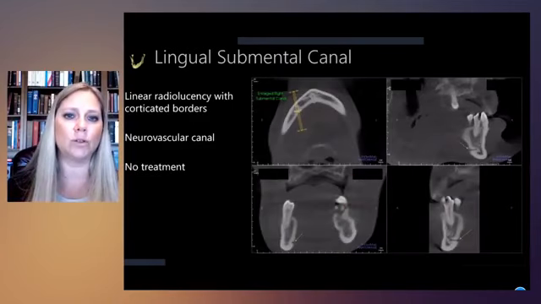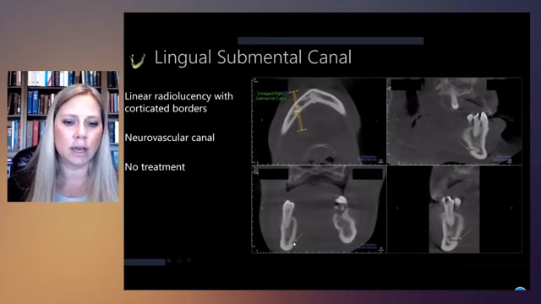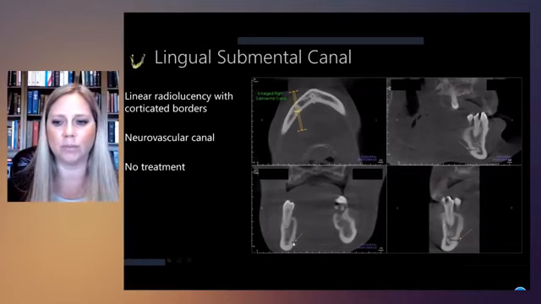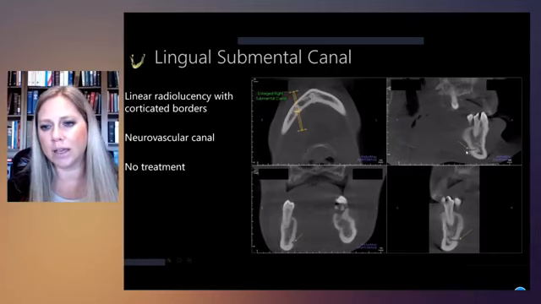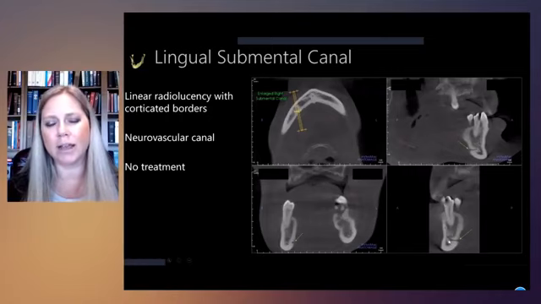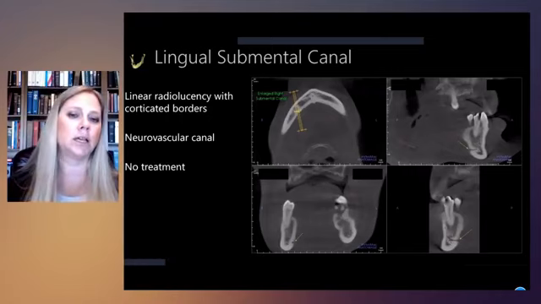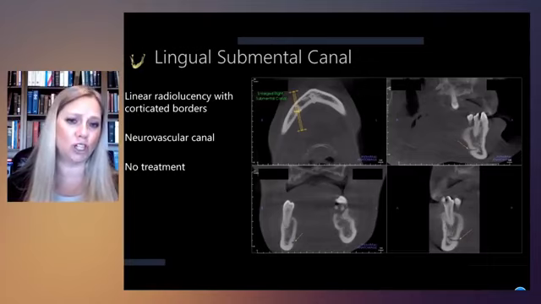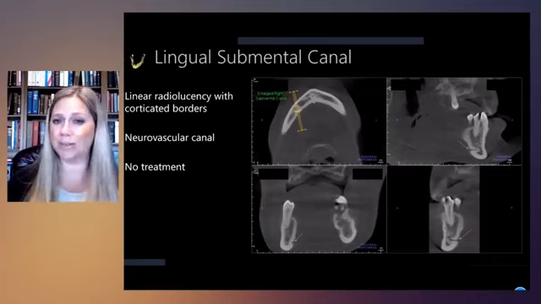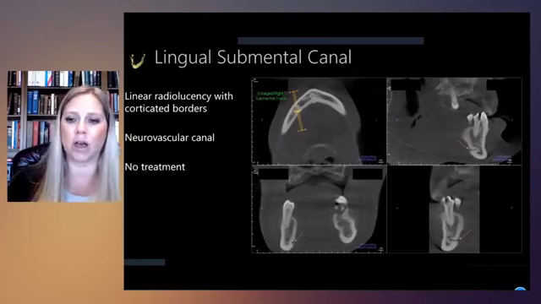Here we have a lingual submental canal. So this is coming in along the lingual aspect of the mandible. And again, how do I know that's a canal and not a fracture? Well, we have nicely corticated borders and a nice linear hypodensity, where a fracture is more likely to be more jagged, and we're not going to see that with nicely corticated borders on either side.